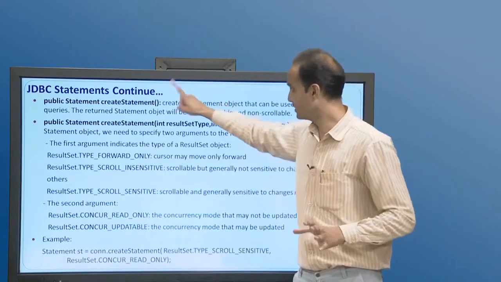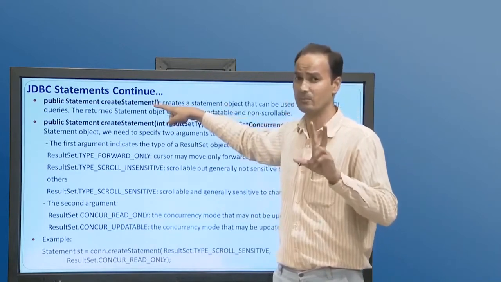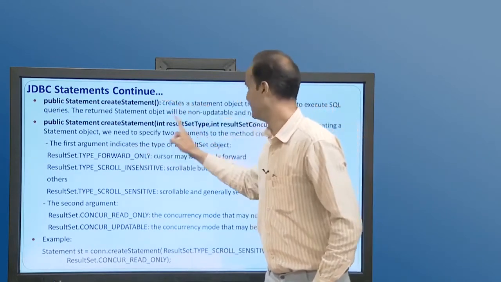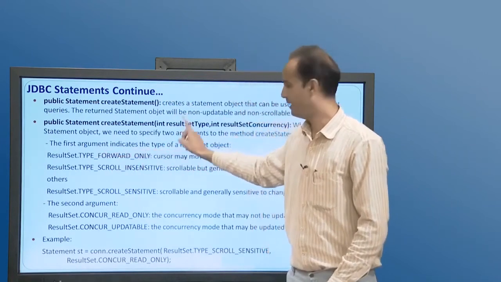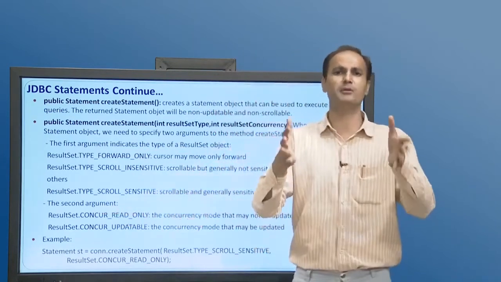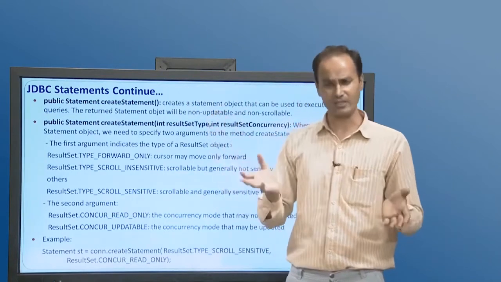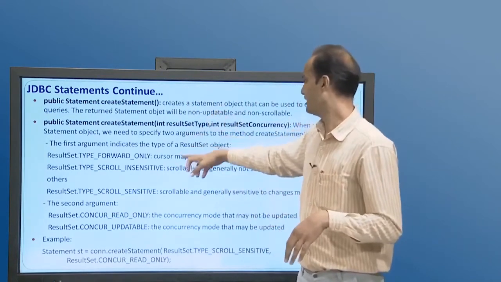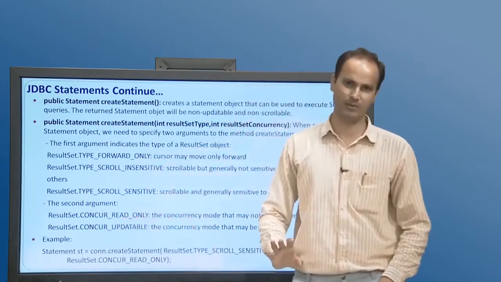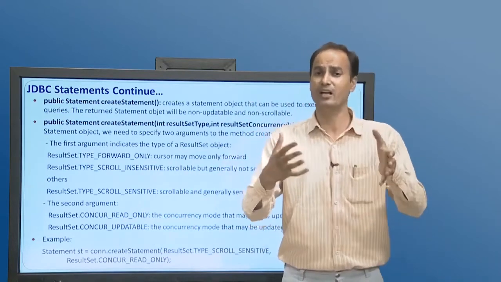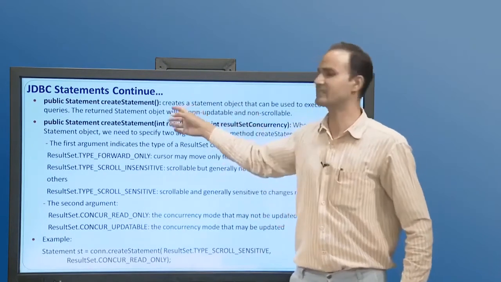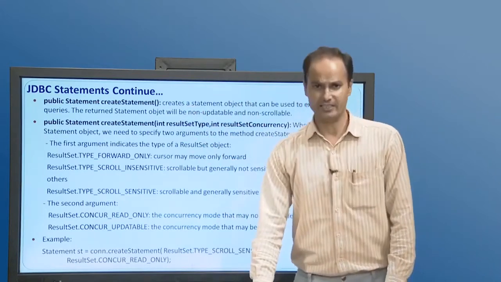If you use the method without arguments, the default arguments will be passed. What would be the default? For the first argument, ResultSet.TYPE_FORWARD_ONLY, and for the second, ResultSet.CONCUR_READ_ONLY. This is the default argument to the createStatement method. And if you use a second argument, either insensitive or sensitive, you have to pass ResultSet.CONCUR_UPDATABLE. So, if you want a scrollable result set, you need to be aware of these two constants that we pass to the createStatement method of the Statement interface.